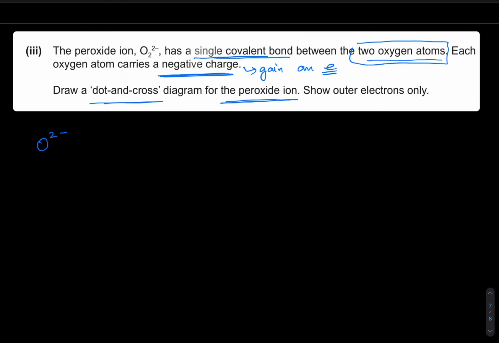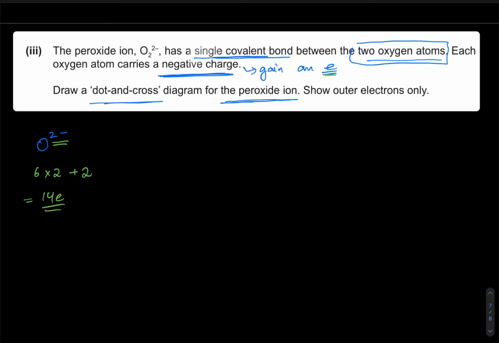So oxygen belongs to group 6. That means it has 6 valence electrons, and as there are 2 oxygen atoms, it would be 6 multiplied by 2. Due to this charge of 2 minus, both the oxygen atoms have gained 1 electron, so it would be a total of 2 electrons. So 2 electrons would be added to these electrons, and the total number of electrons would be 14. So this peroxide ion structure has a total of 14 electrons present in it. Alright, so we have to draw 14 electrons.